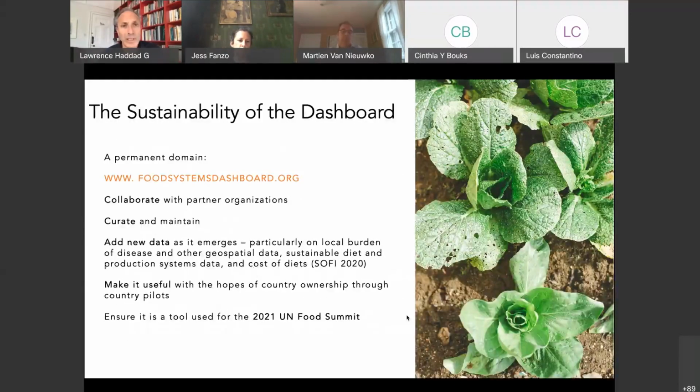So on the sustainability of the dashboard, we've established a permanent domain for it. We're collaborating with partner organizations, adding data in as it emerges. We're pretty well funded, and we will get better funded over the next 5 years. But I think after the next 5 years, we'd really like to see this migrate to an institutional home, somewhere that's a bit more sustainable.